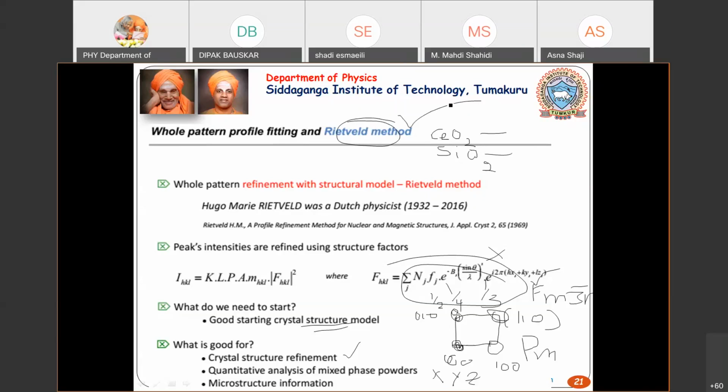Okay, so to get the phase distribution: if I have 75% CO2 and 25% SiO2, then you can derive it by doing a really good Rietveld refinement. And you can also get some microstructural information.